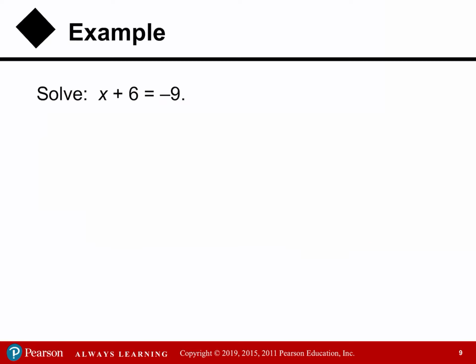Let's see an example. Let's solve x plus 6 is equal to negative 9. All right, so I want to find out what x is. And maybe just by looking at it, you can think of what that number should be. But let's use our addition property. This says I can add or subtract the same thing on both sides of my equation.